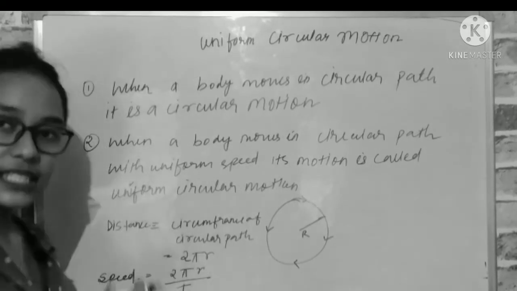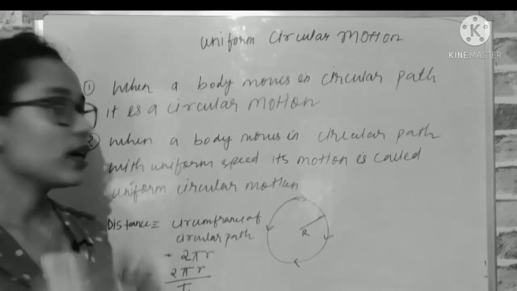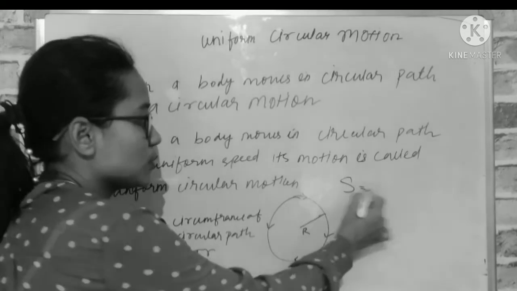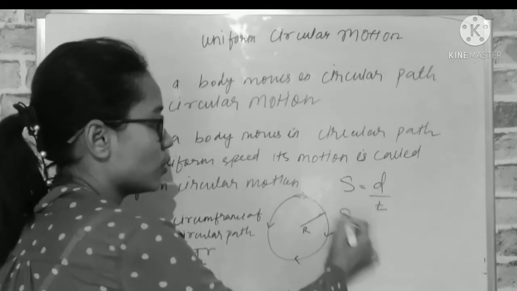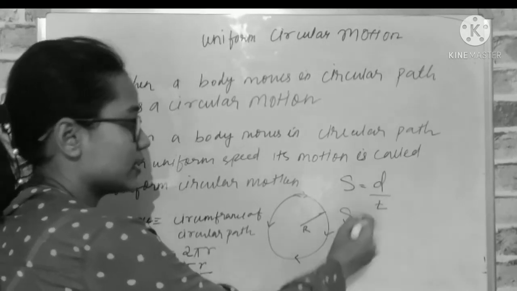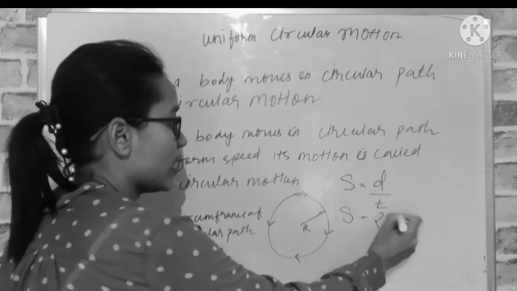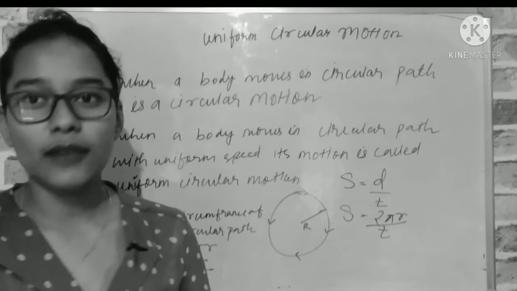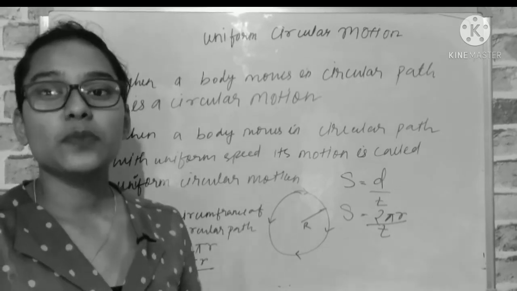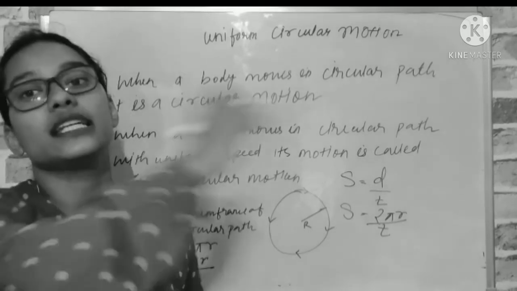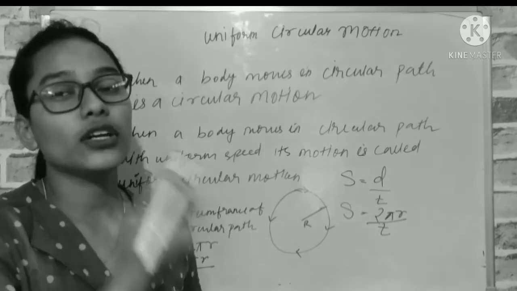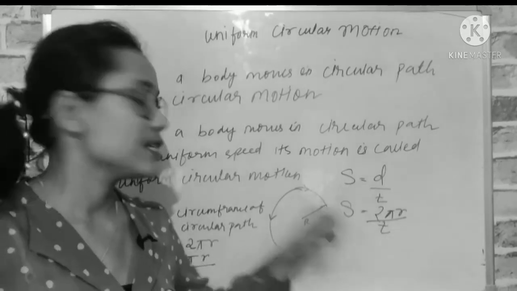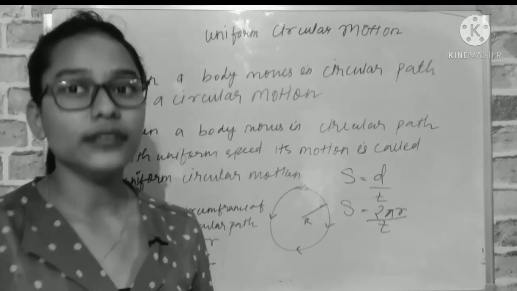So that is our distance, is not it? Now what is the formula for calculating speed? Speed equal to distance by time. So here we got distance, what? 2 pi r by t. So if a question comes that find the speed of a body in a circular path, then you will take distance as twice pi r, the circumference of the circle, divided by time.